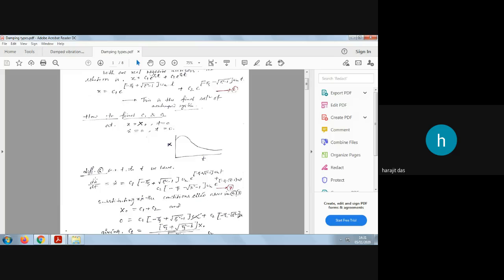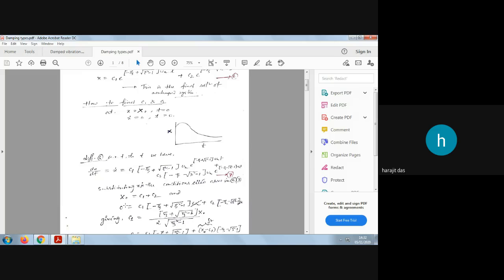Now in the second expression, that is in velocity, x dot, we will be putting the value of x dot equals 0 when t equals 0. So x dot will be equal to 0. So in the left hand side we have written x dot equals 0, and instead of this t, we will be putting 0.